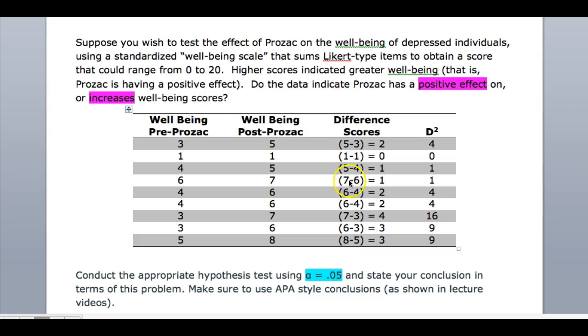So I went ahead and added a column right here that has the difference scores. And I've already calculated these. So for subject 1, the difference score is 2, and then 0, 1, 1, 2, 2, 4, 3, and 3. So you can see here how I calculated this score. Okay? And of course, in order for us to do sample standard deviation, we're going to have to also square all those difference scores. So I went ahead and squared them here.